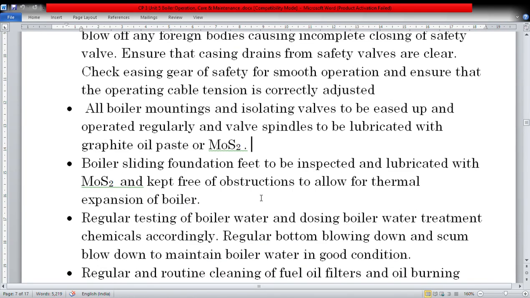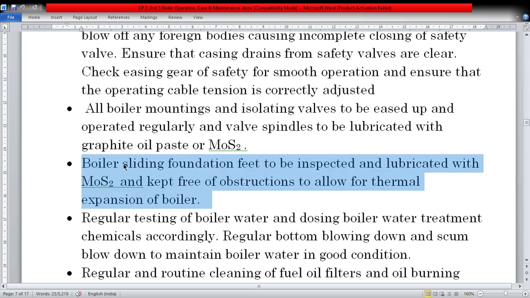Boiler sliding foundation feet are to be inspected and lubricated with MoS2 and kept free of obstruction to allow for thermal expansion of the boiler. So what is the arrangement? This was a separate question I have already covered in a short: what is the provision provided for boiler expansion? We have a sliding foot arrangement, that is the answer.